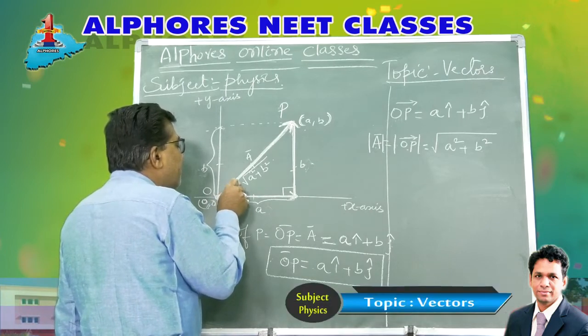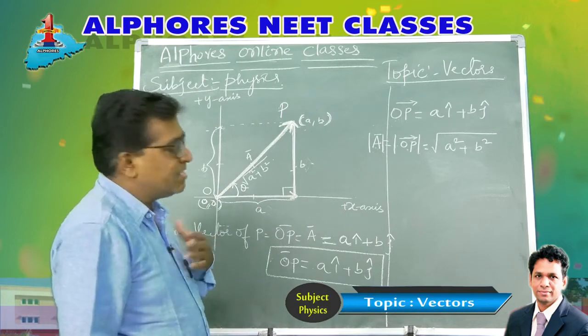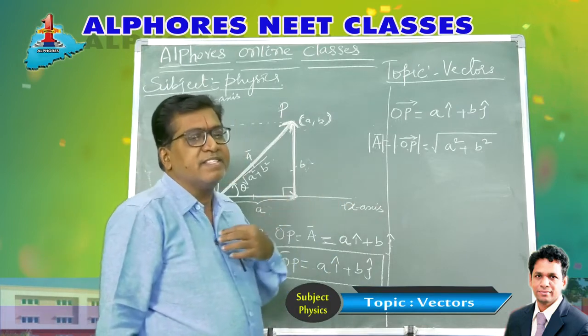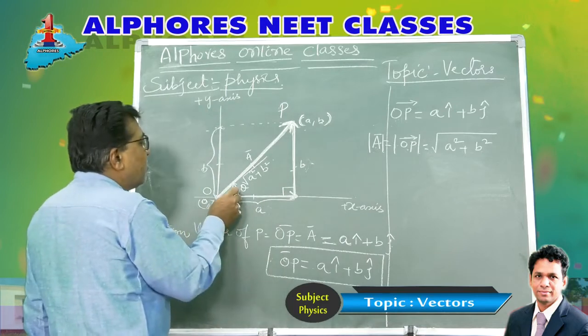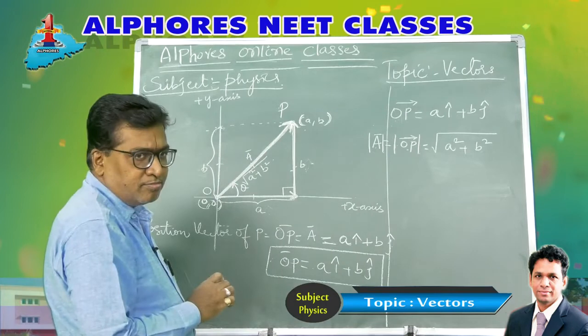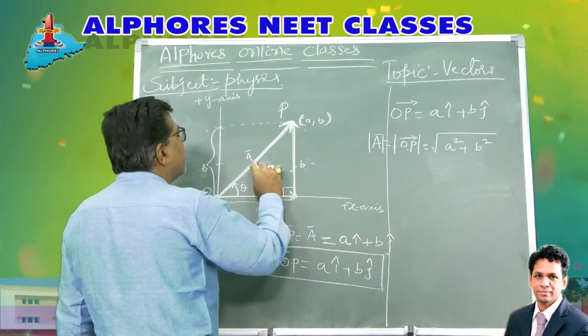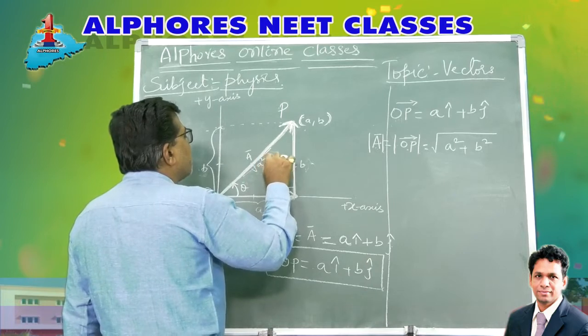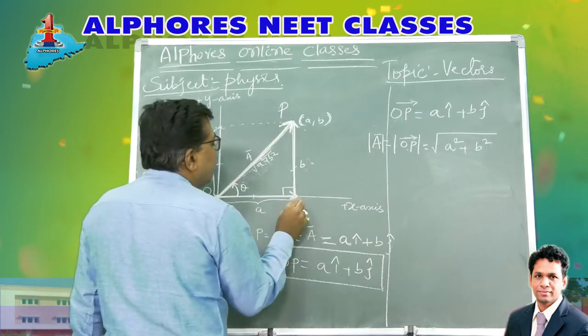The direction is the angle made by the vector with the positive x-axis. I am considering the positive x-axis as the reference line. With the reference line, the angle made is theta, taken in the anti-clockwise direction. Now consider this triangle, where the hypotenuse is root of A square plus B square, of course. From this right angle triangle OP, let's say this be Q.